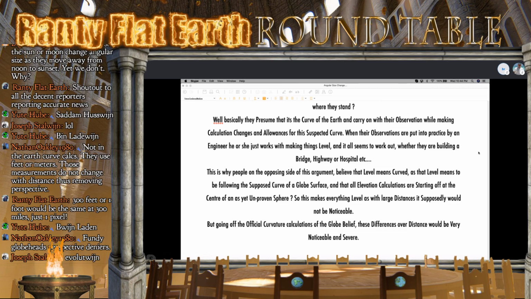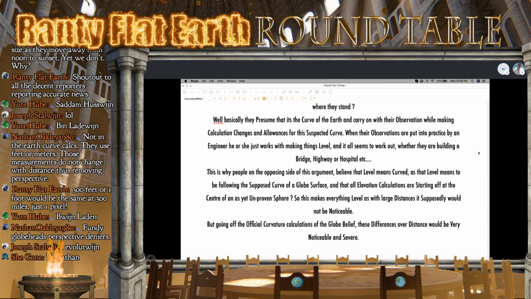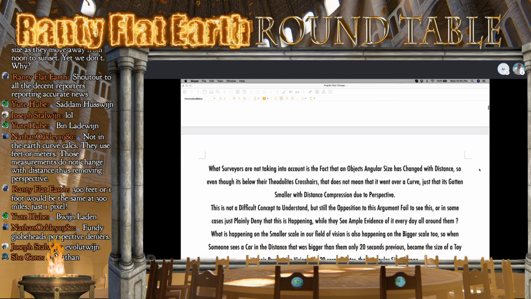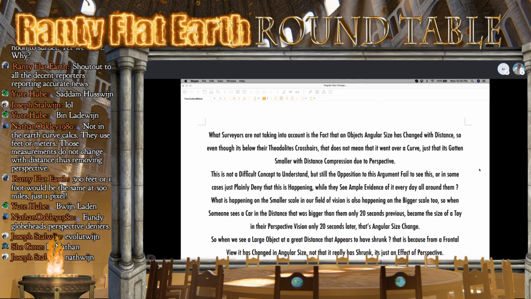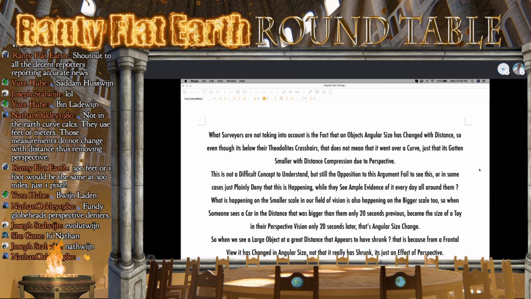So this makes everything level, as with large distances it supposedly would not be noticeable. But going off the official curvature calculations of the globe belief, these differences over distance would be very noticeable and severe. What surveyors are not taking into account is the fact that an object's angular size has changed with distance.